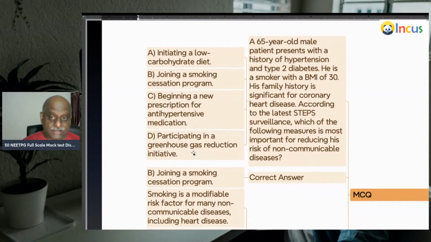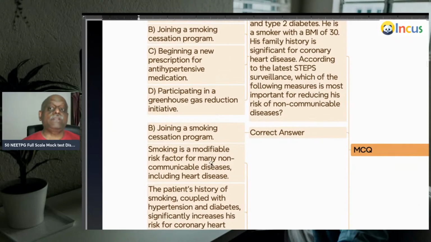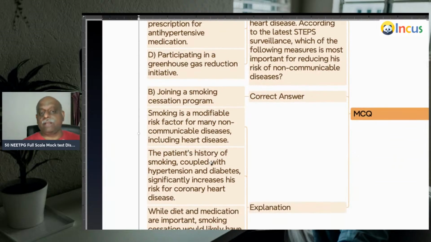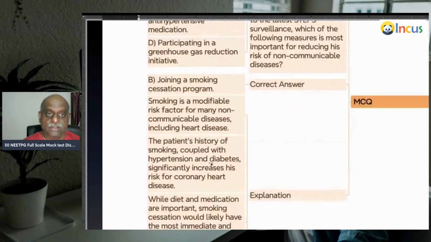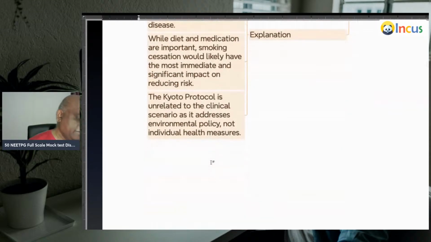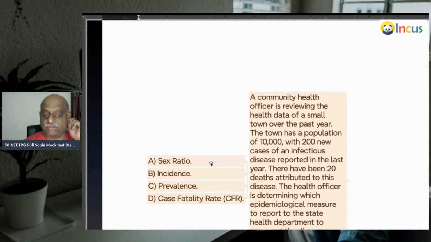65-year-old with hypertension, diabetes, according to the steps, most important to reduce risk of non-communicable disease, smoking. So smoking, alcohol, diabetes, hypertension are very predisposing factors.